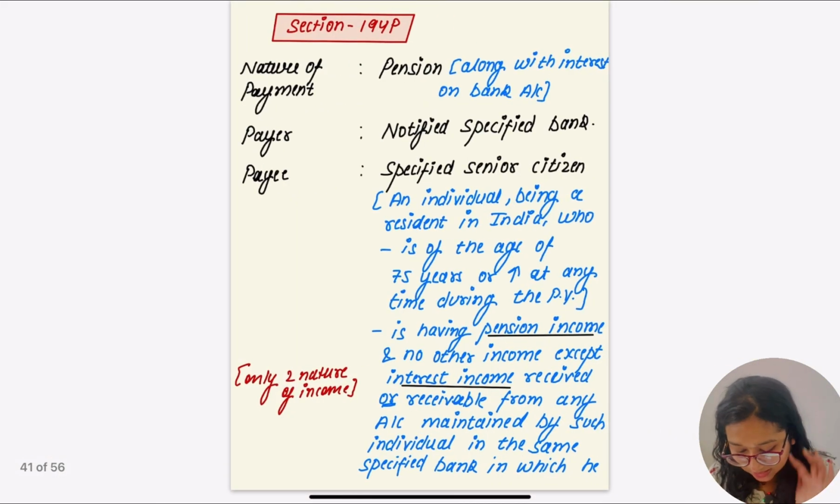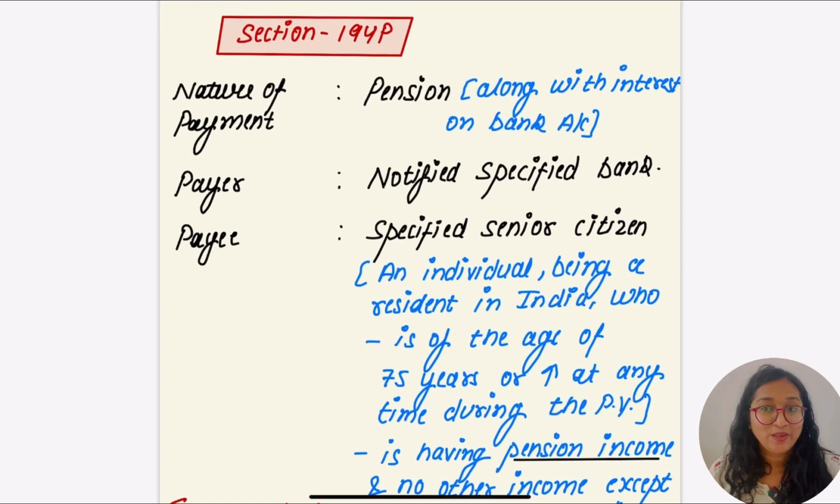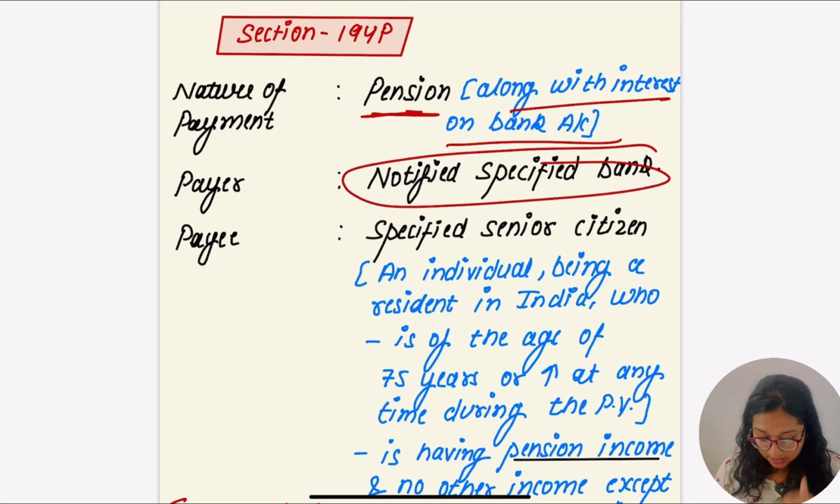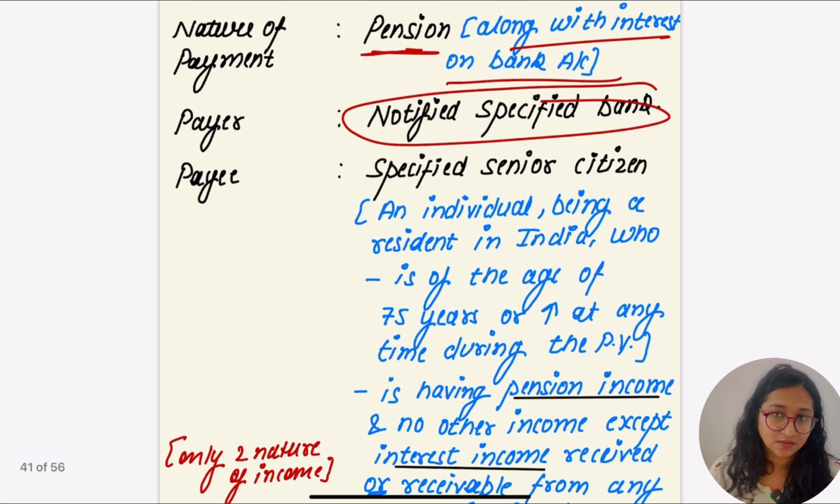Let's go for the other section. Section 194P is about the nature of payment which is pension. P for pension, along with the interest, paid by a notified specified bank. Now what about the payee here? Actually this section is for some specified senior citizens, those who are having only two incomes. Now we are going to read which income. As I told you, this section is related to P, P for pension. So first of all, one income is that pension. Let's find out the other income now.